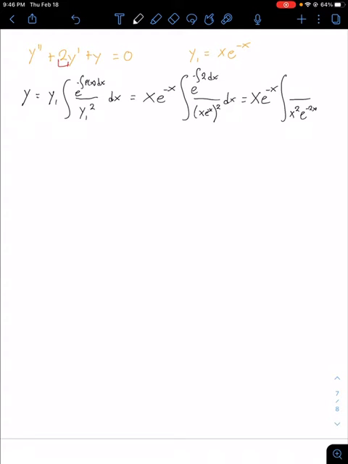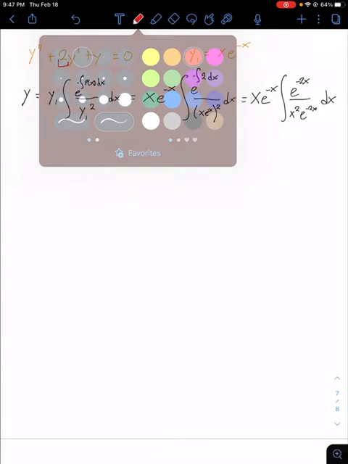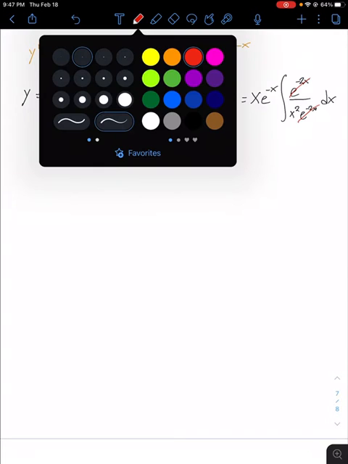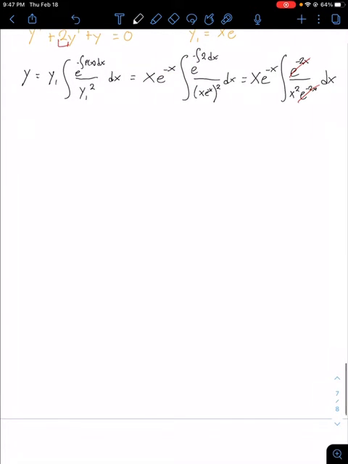And then the numerator is going to be e to the, and the 2 is going to come to the front of the integral, so it's going to be e to the minus 2x. And this is also an integral, so this is going to be dx. But then the e to the minus 2x will cancel out, so the integral is simply going to be x times e to the minus x, the integral of x to the minus 2 dx, which is going to equal x times e to the minus x.